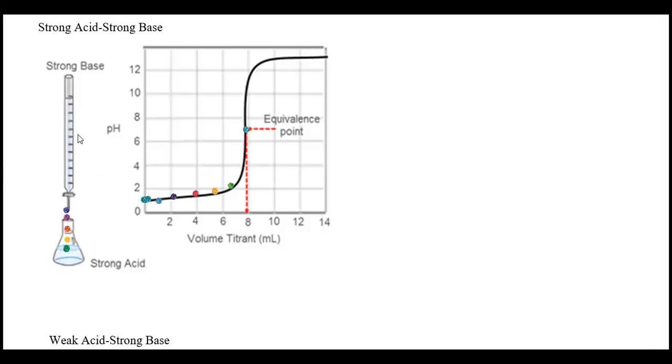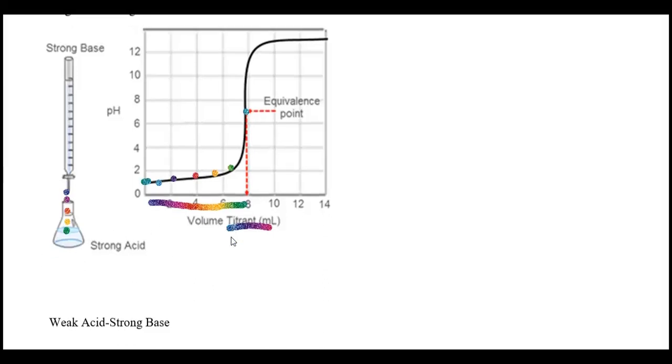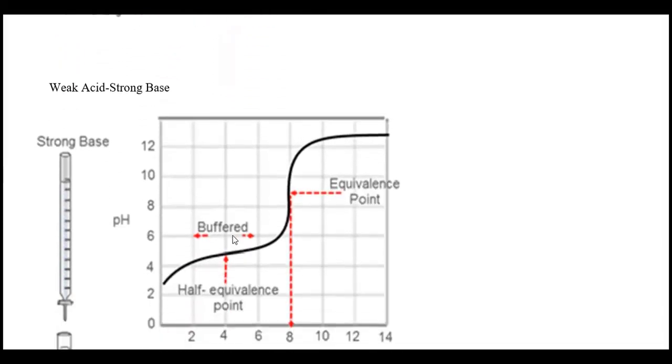And if you know the volume of base you had and its concentration, here's your volume of base, the volume of titrant, then you can do Ca, the concentration of the acid that you're solving for, times the volume of the acid that you had in here. So, okay, now let's go to weak acids and bases.